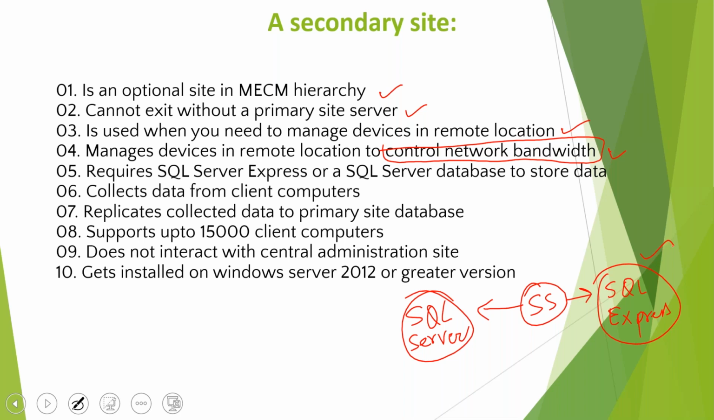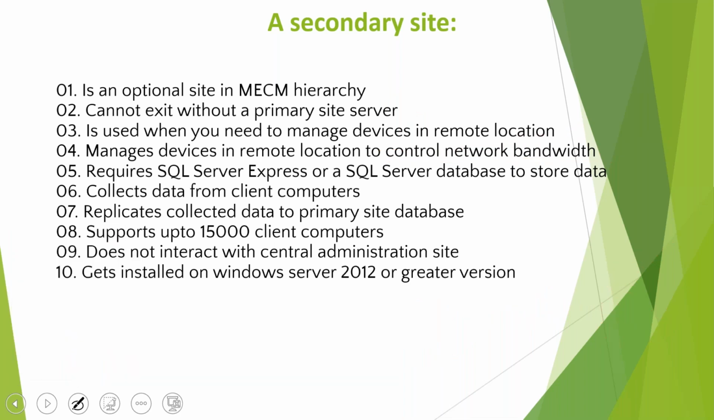So secondary is needed for branch office computers. It collects data from where? From client machines. Let's say secondary is there in Mumbai. There are 2,000 devices in Mumbai. It is going to collect the inventory of those 2,000 devices and store them in the database. And finally, it is going to send that data to the primary database.